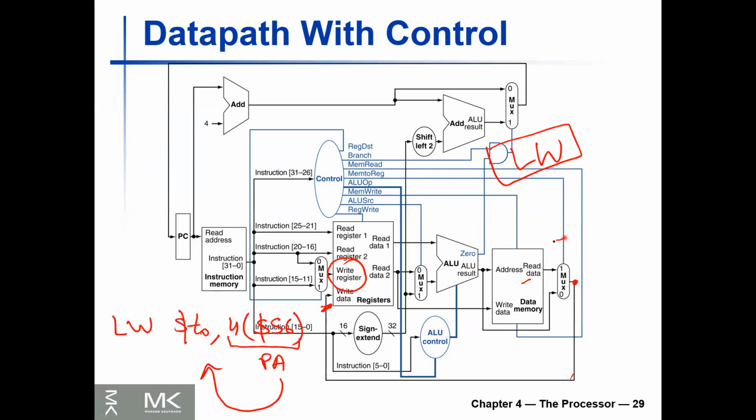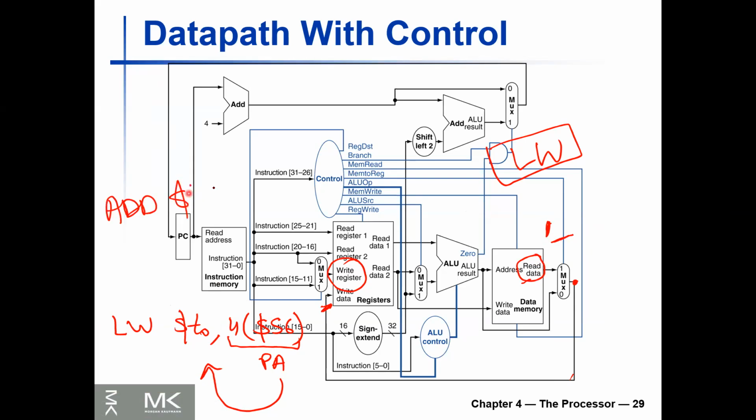Signal value of this memory to register. It should be 1. Yes, exactly, because the data is coming from the memory, so it should be 1. Exactly, absolutely right. What about the add instruction?